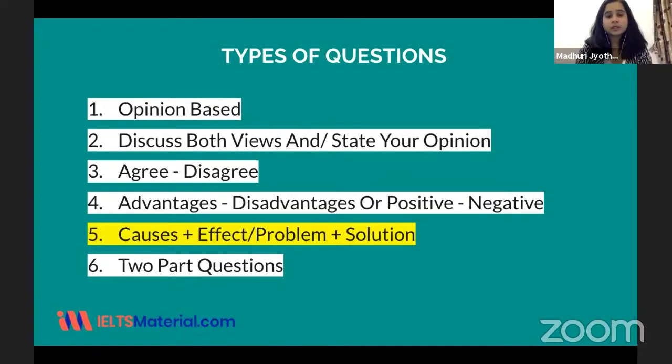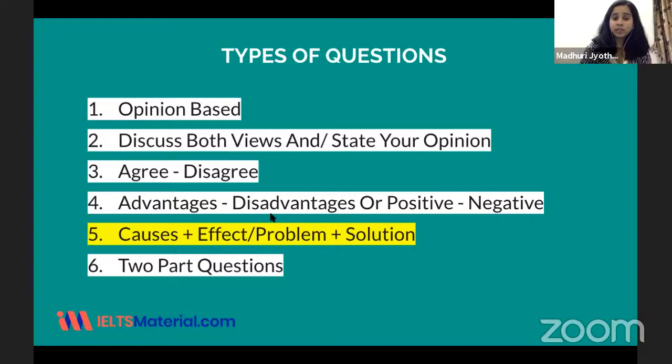Two part questions can sometimes be a combination of 2 different types of essays mentioned above, or it could be a very generic question as well. For example, what is happiness according to you, or how can one achieve happiness? So that's a very direct question. So the structuring of that kind of changes based on the question and how you would answer them.